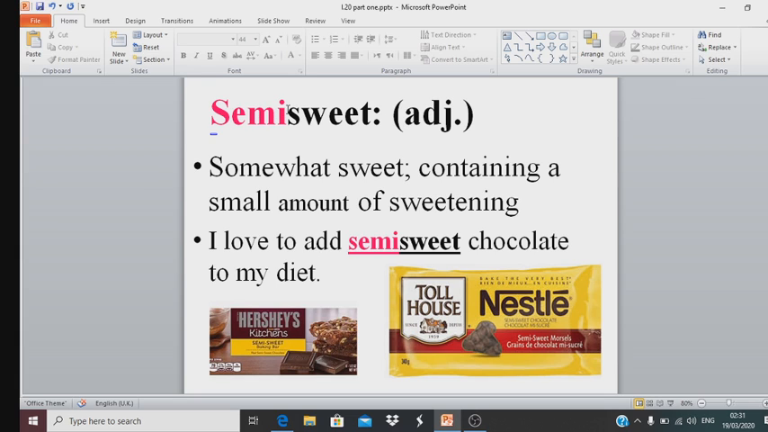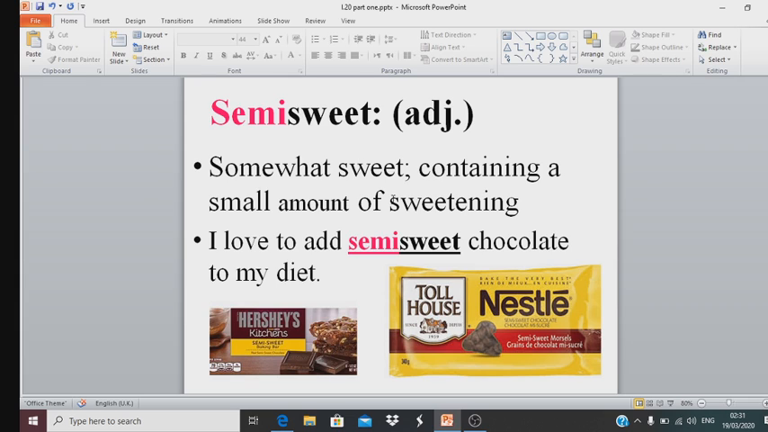Semi-sweet. So semi-sweet, it means what? It's something that contains sugar. And semi-sweet means it's in the middle. It's not too sweet and at the same time it's not too plain. So in between, we call it semi-sweet. So somewhat sweet, containing a small amount of sweetening.